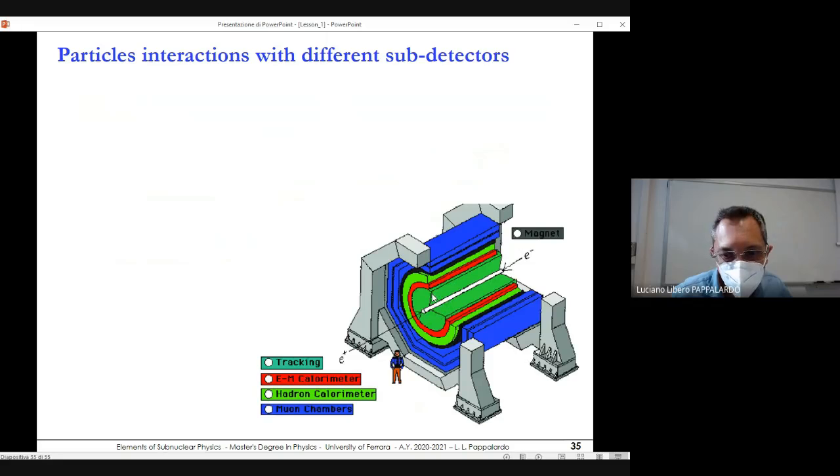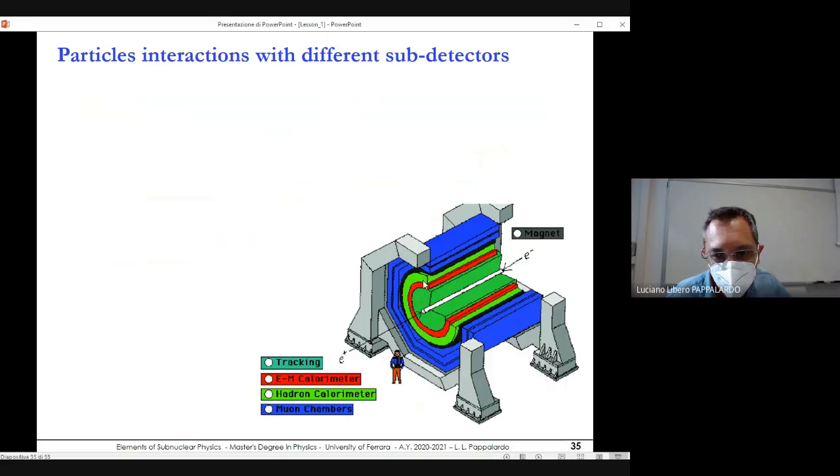The first layer, the one you see here in green, is dedicated to the tracking. There are detectors, mainly silicon detectors or time projection chambers, which are needed to reconstruct the tracks of the charged particles within a magnetic field. The magnetic field is typically provided by a solenoidal magnet like the one shown here. By measuring the curvature of the tracks, you are able to measure the momentum of the charged particles.